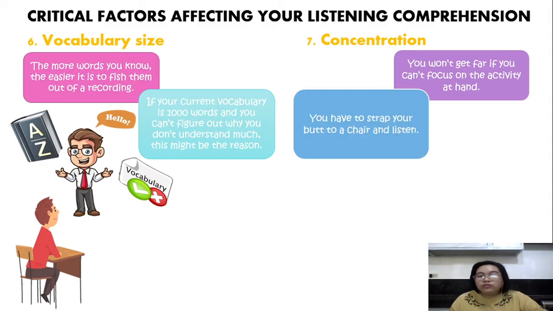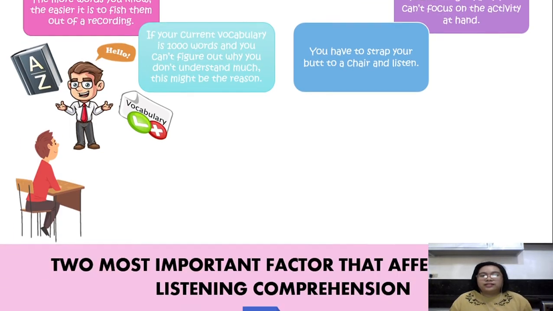So you have to strap your butt to a chair and listen. So learn to refrain from distractions. Shift your attention to the activity, clear your mind, listen, and jot down notes and process what you have heard. Sitting near the front is better than sitting at the back, so you can focus your attention better and listen to understand the message better and be able to create meaning of what the speaker says.